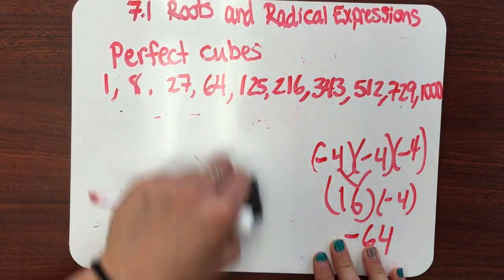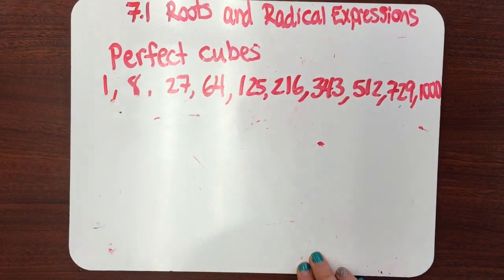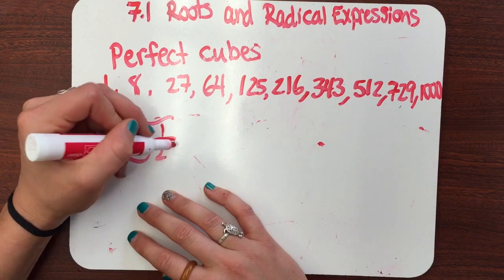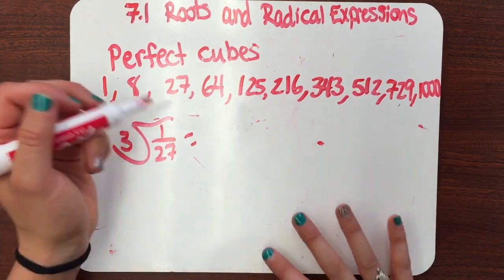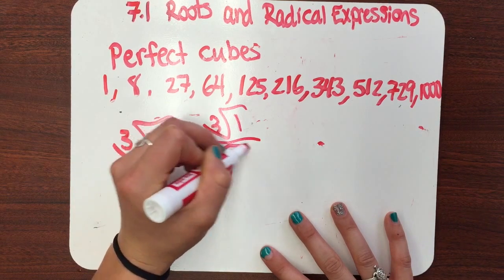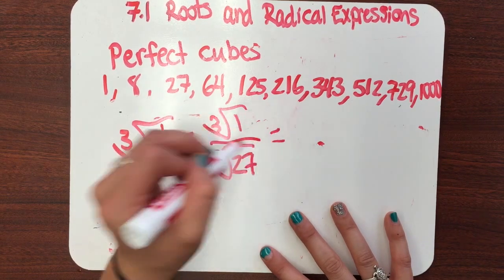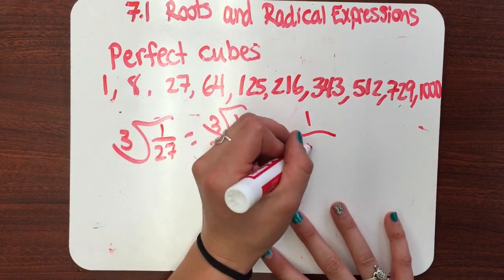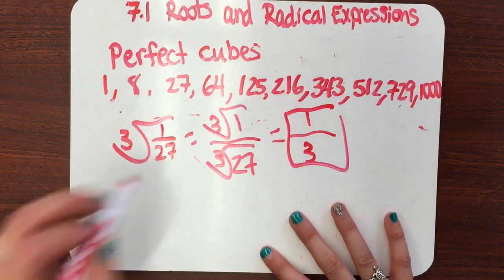We can also do these with some fractions. For example, if I have the cube root of 1 over 27, this is the same as writing the cube root of 1 over the cube root of 27. The cube root of 1 is a 1, and the cube root of 27 is a 3. So it's a 1/3.